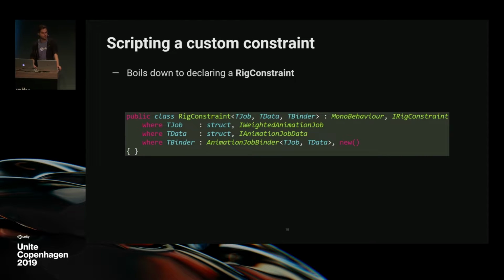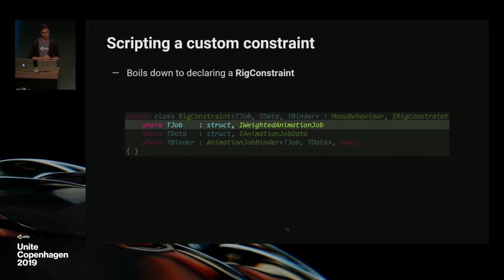So let's get started by looking at some code. Every rig constraint inherits from the rig constraint class. The class itself doesn't do much, but in order to be a rig constraint, we need 3 parts. First of all, we need to declare a job. This is our IWeightedAnimationJob on which we implement our algorithm for a rig constraint. This is also the job that is executed on the animation thread.